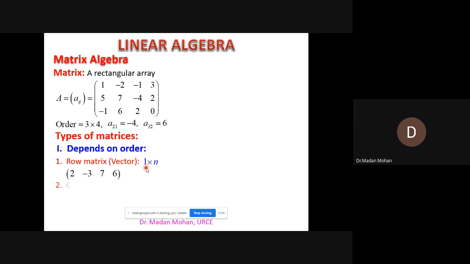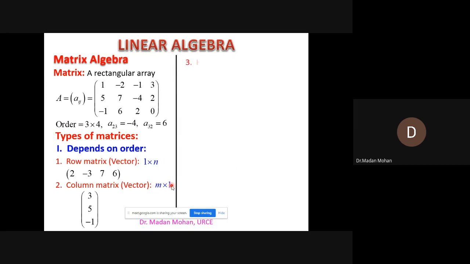The next one, column matrix or column vector. It contains only one column. Its order is of the form, please, what is the order? M cross 1. Very good, 3 cross 1, m cross 1 type. It looks like m cross 1. You have only one column.